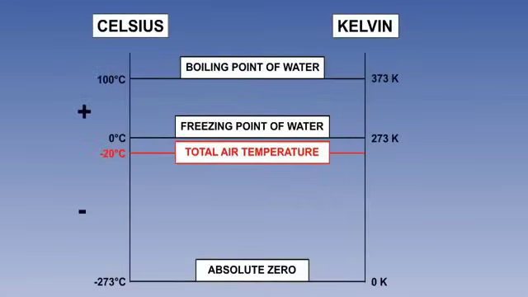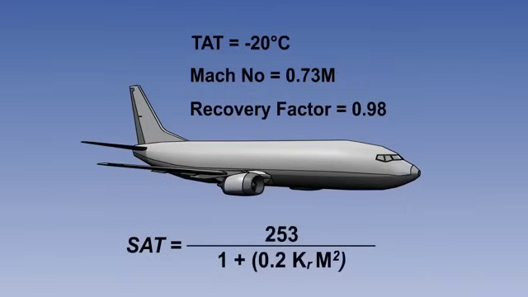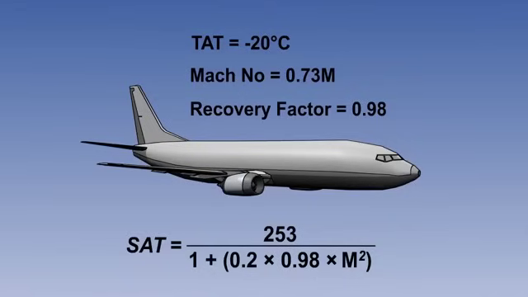The TAT is minus 20 degrees Celsius. This is the same as 253 kelvins, or 253 degrees absolute. Now we substitute into the formula. The TAT is 253. Kr is 0.98. The Mach number is 0.73.